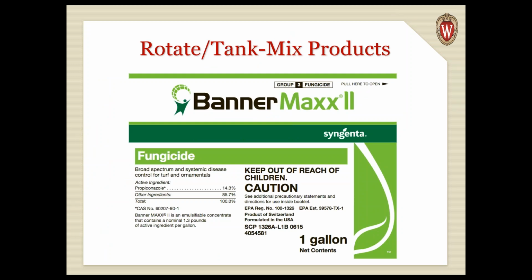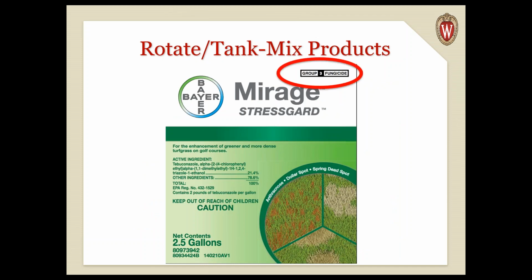or rotating classes. One of the best ways to do that is to use the FRAC codes on the fungicide labels. Bannermax is a group 3 fungicide as labeled by FRAC, the Fungicide Resistance Action Committee. So is Mirage. It's a group 3 fungicide. They're both DMI fungicides. So if you want to make sure you're rotating amongst fungicide classes, just rotate amongst FRAC code numbers. It doesn't do you any good from a resistance management standpoint to rotate between Mirage and Bannermax. They're both in the same class. They're both going to develop resistance in the same way.